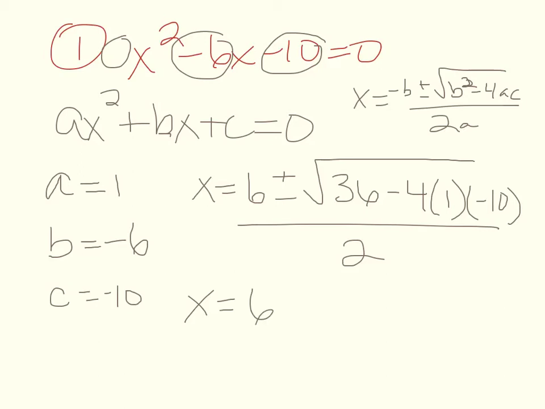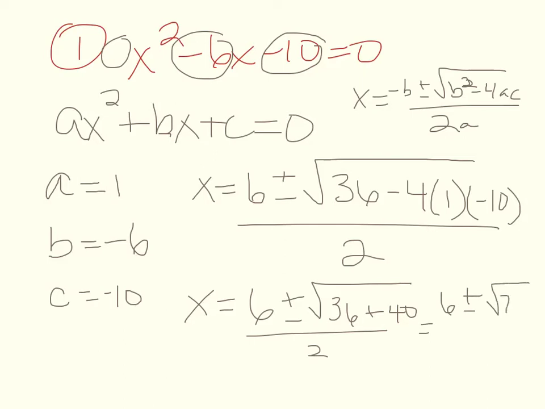So I'm going to bring down the 6 plus or minus the square root. So this is 36. Negative 4 times 1 times negative 10 is a positive 40, all over 2. So this is 6 plus or minus the square root of 76 over 2. The number under the square root is called the discriminant. That tells us a lot about our answer, and we'll go over that on the next slide. So now to keep going, I'm out of room.